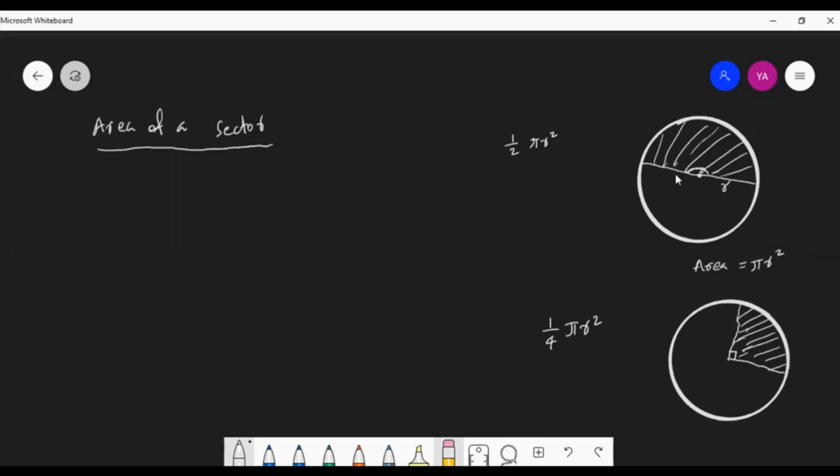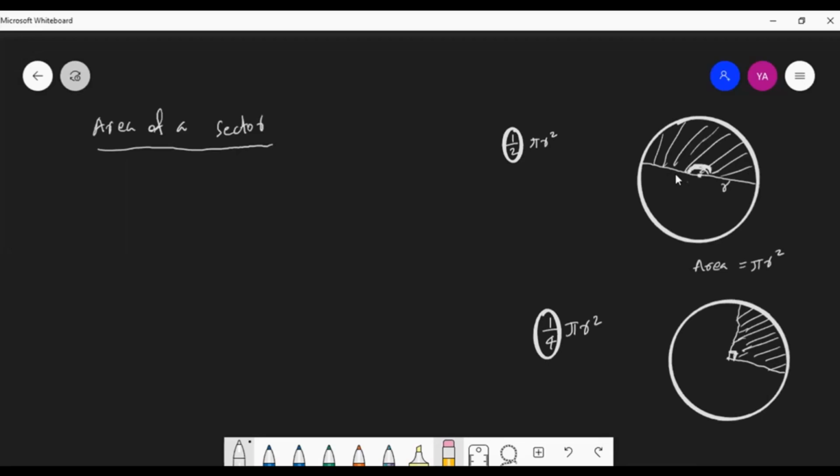How are this 1 by 2 and 1 by 4 coming? And what is the central angle here? Is there any relation? This is 180 here and this is 90 here. Is there any relation between this 180 and the complete angle, which is 360 around a point? This 1 by 2 connects with this 180 and the complete angle 360. And in the second picture, the sector's angle is 90 degrees, the complete angle is 360, the same. Connect these values with this 1 by 4. Can we make any relation? 180 is half of 360.